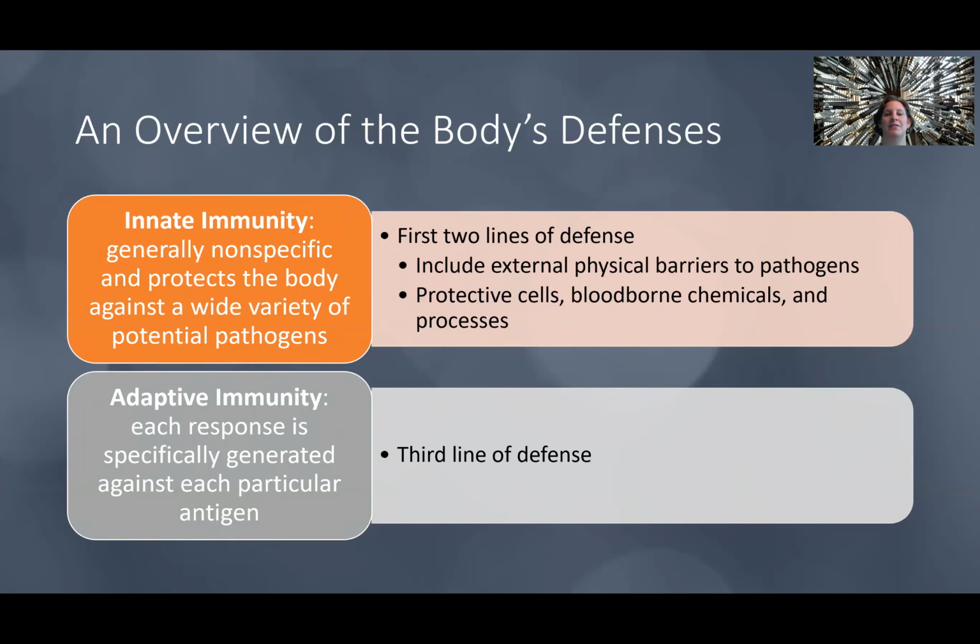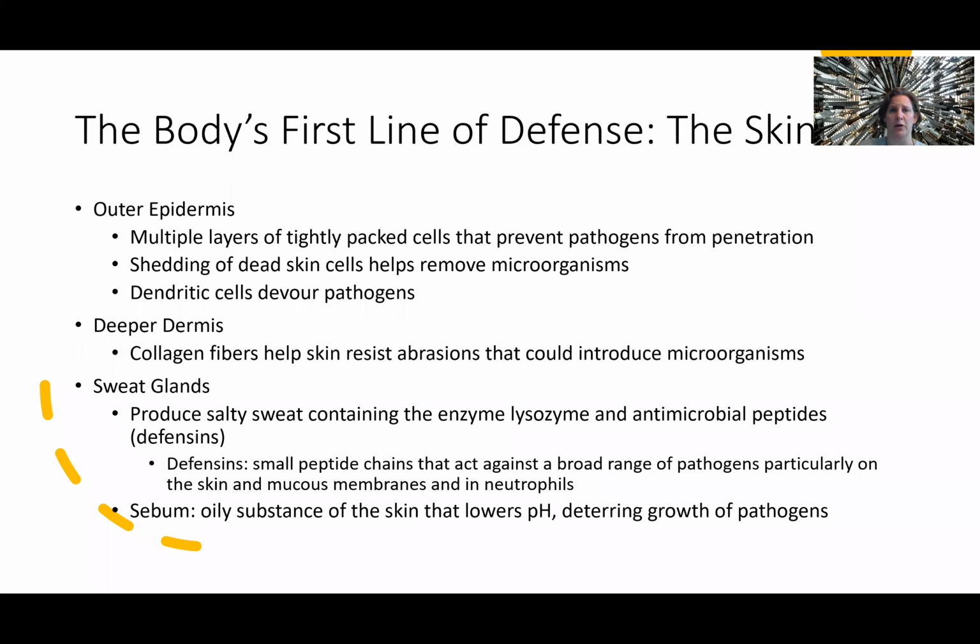But then we also have adaptive immunity, which we consider our third line of defense. This response is specifically generated against each particular antigen. So adaptive immunity is the reason why we say that if you get sick with some particular diseases, think of chickenpox, for instance, that you will not get chickenpox again in most cases. So we're going to talk about how that works.